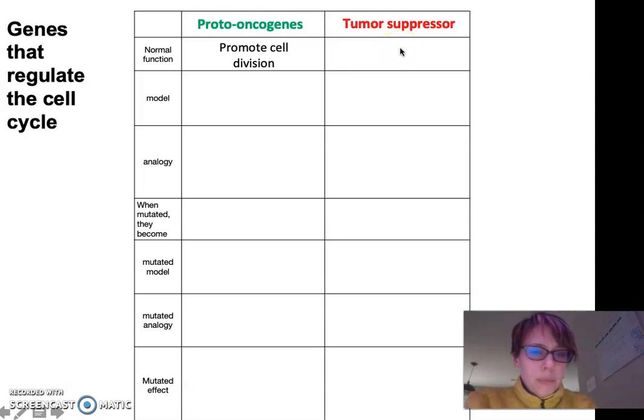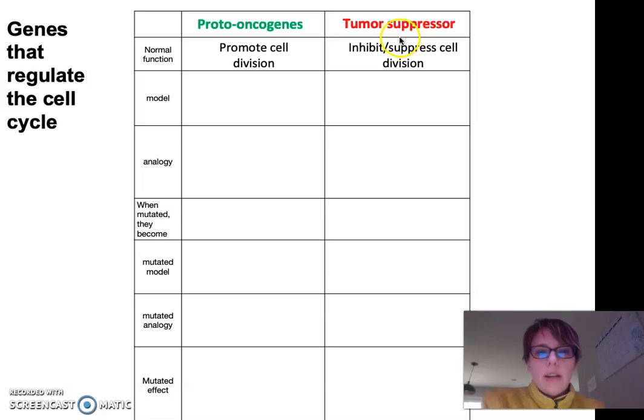And then the tumor suppressors, by contrast, inhibit or suppress cell division. So think of inhibit as to slow down or prevent or suppress. You need to know that inhibit is the same thing as suppress or prevent.